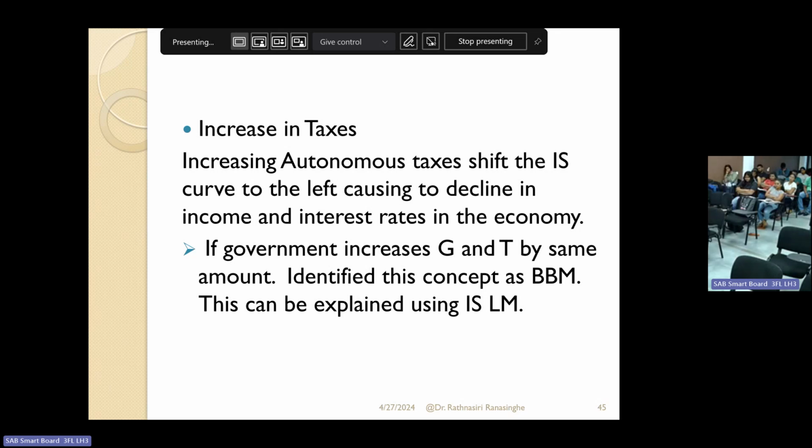Is it clear? You can draw the graph and you need to explain the mechanism, the shifting, all these things. And finally, you can identify the effect.